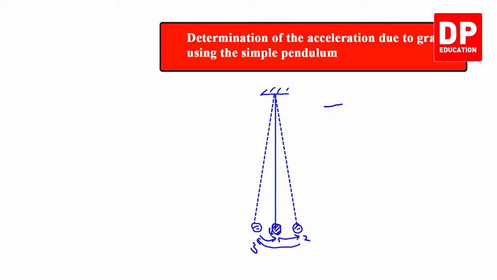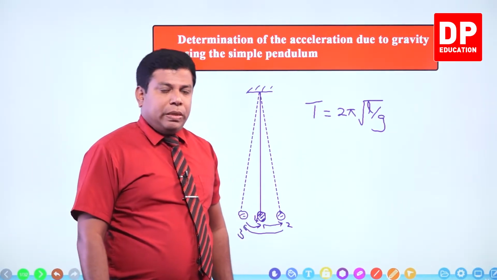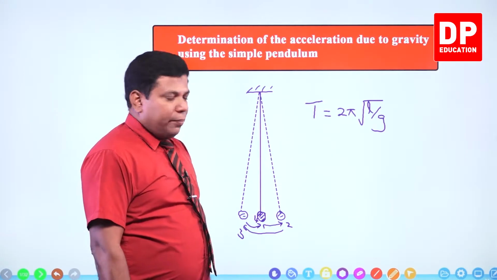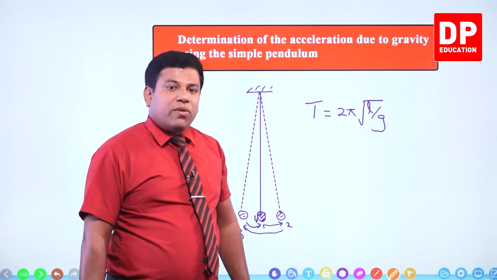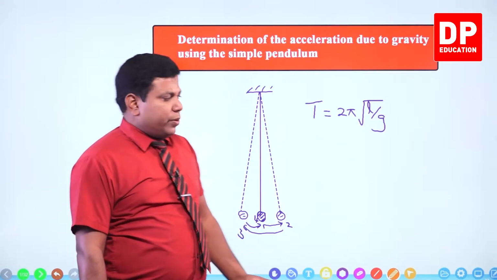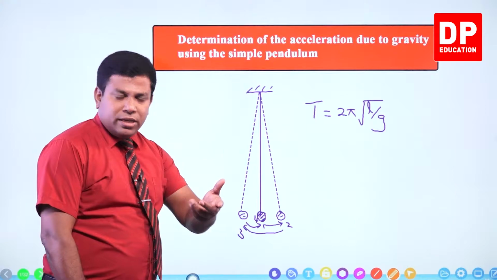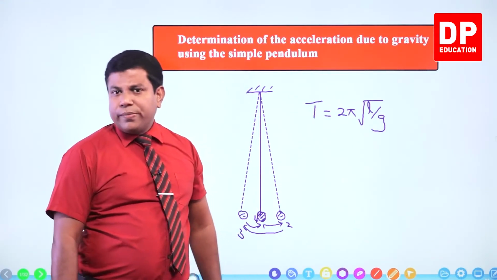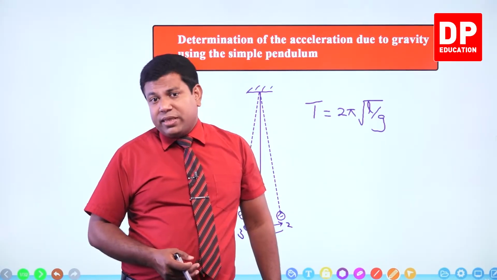And the time for that oscillation T is given by 2 pi square root of L over g. L is the length of the pendulum, g is the gravitational acceleration that we want to find. So, it is very simple, you measure the length, let it oscillate and find the time for oscillation. T is known, L is known, you can find g. But in physics we usually go for the graphical method.